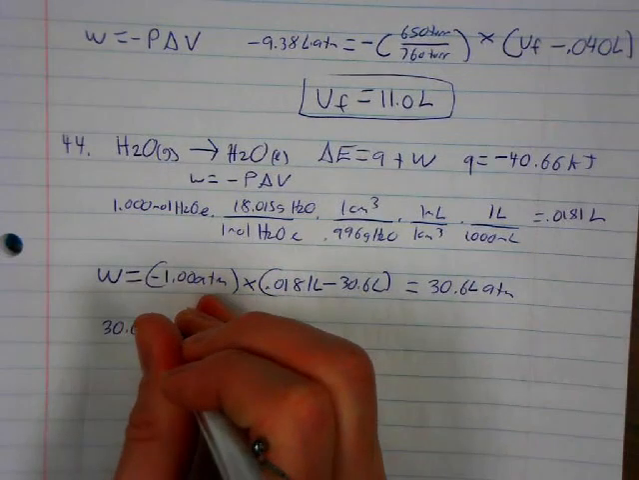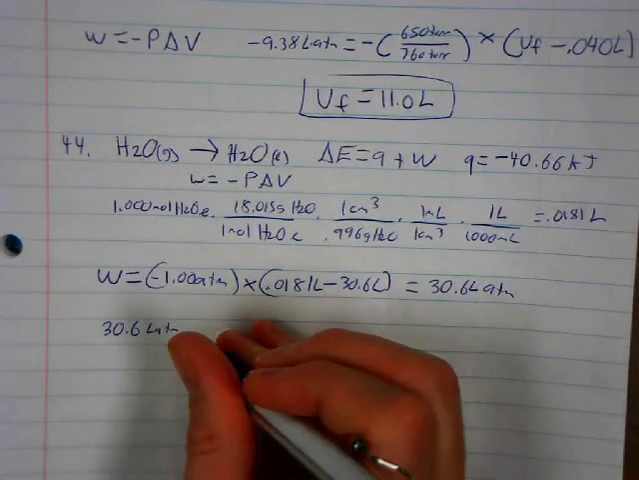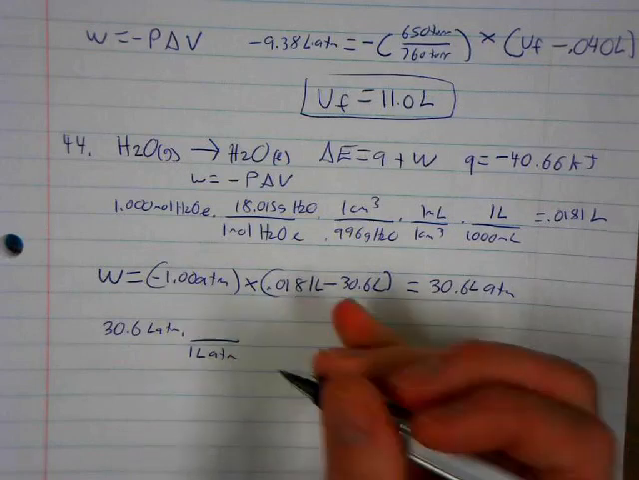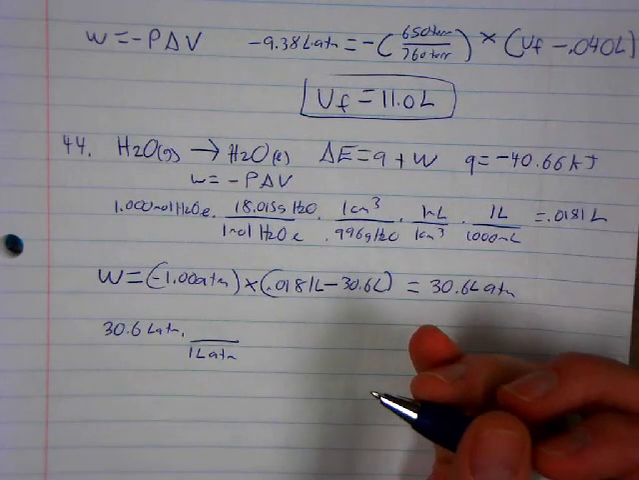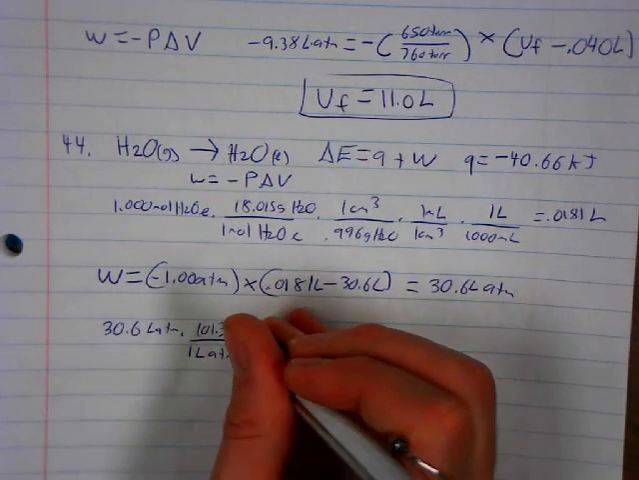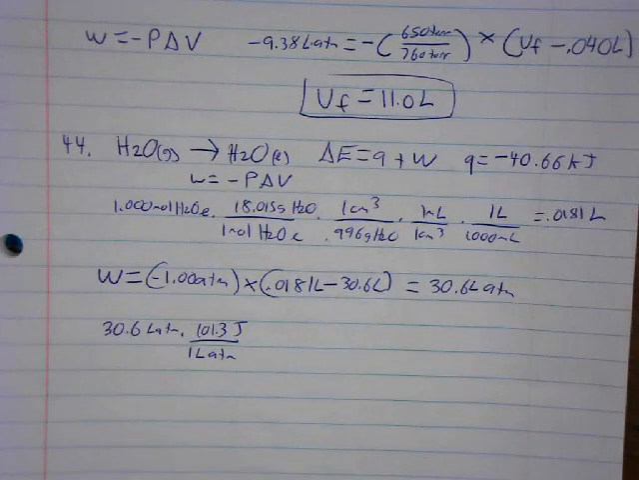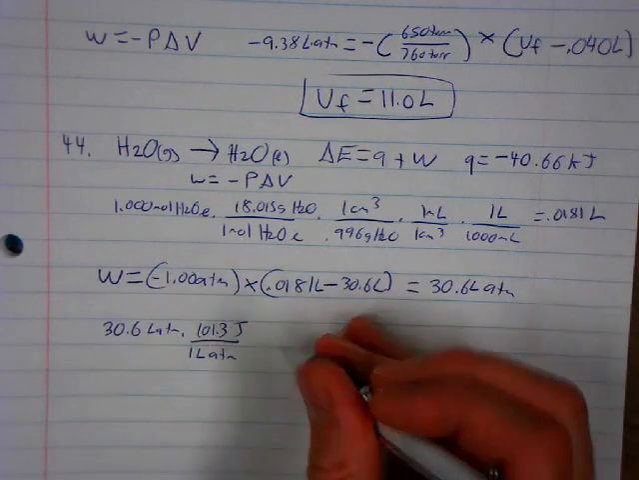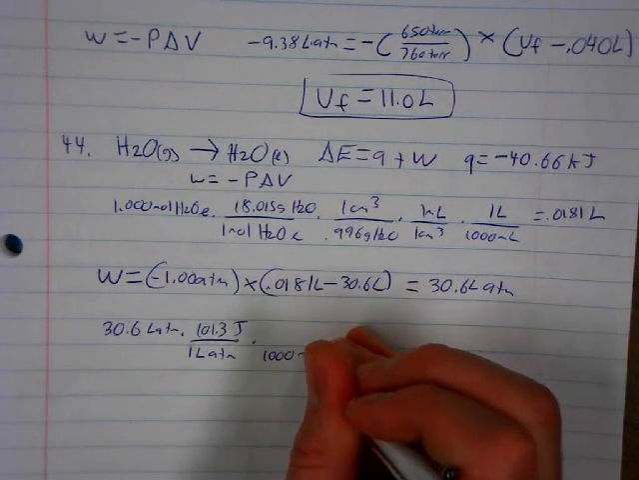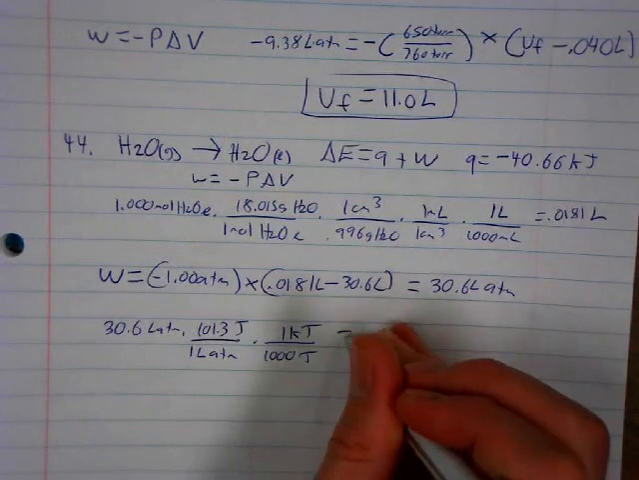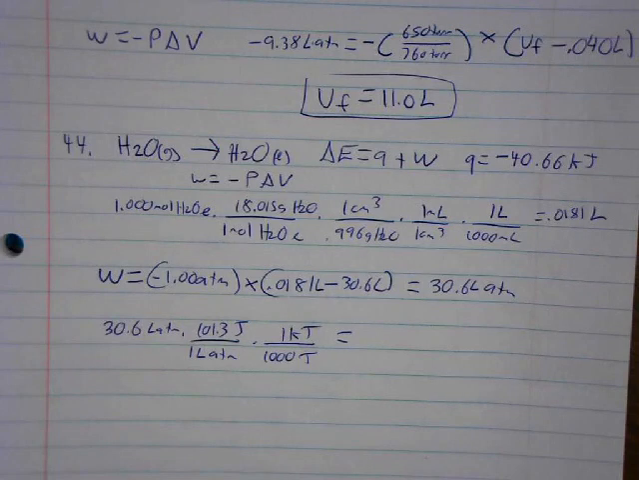So this is just a lot of conversions. I'm going to take my 30.6 liter atmospheres, and I know that for every 1 liter atmosphere, there is 101.3 joules. The stoichiometry for the water didn't actually do anything because of sig figs, it's still 30.6. And there are 1,000 joules in 1 kilojoule, because I need this to be in kilojoules to make my delta E work out.